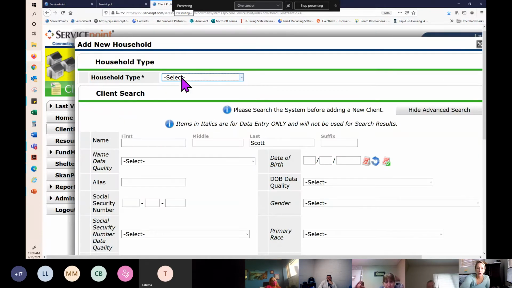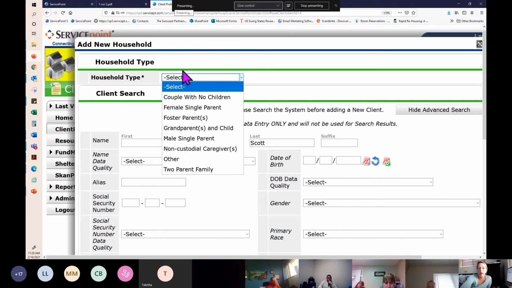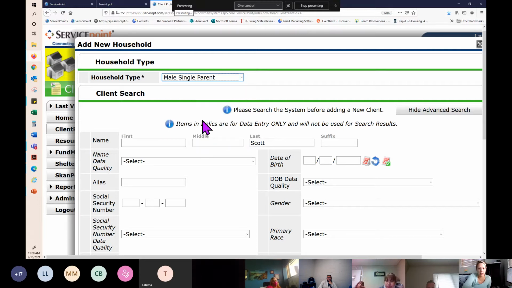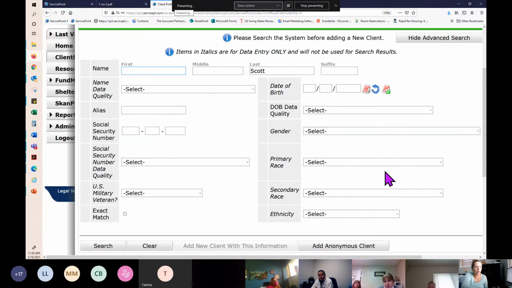From here, we're going to identify our household type. And we're going to say that Michael is a male single parent. So we're going to create Michael Scott and his fictitious son. Because Michael Scott's a real person too, right? No, sorry. All right. We always need to identify the household type. We actually can't go past this screen without identifying the household type. From here, let's say Dwight.